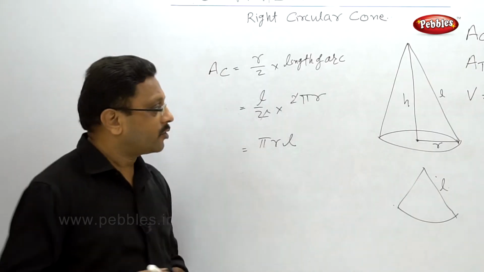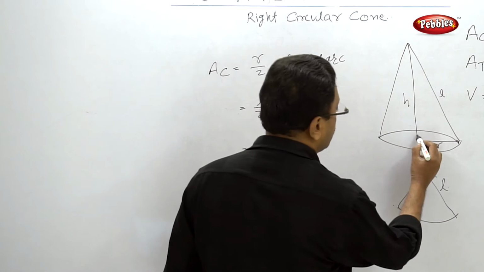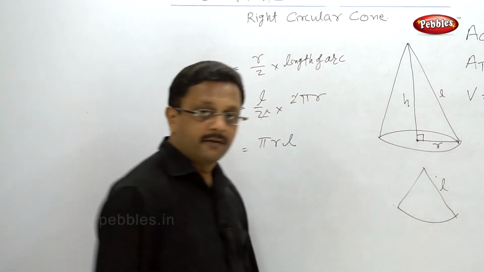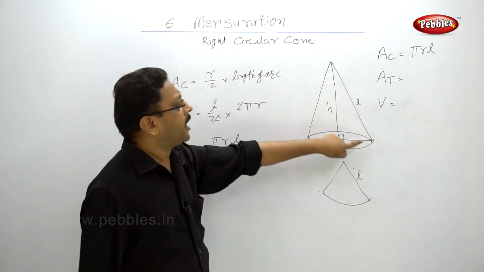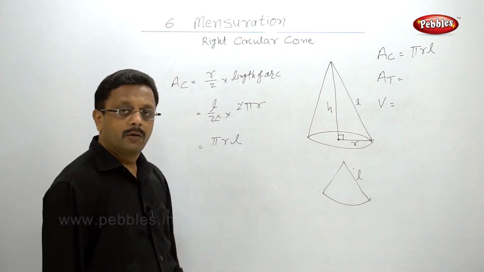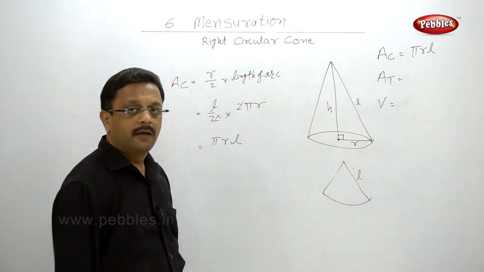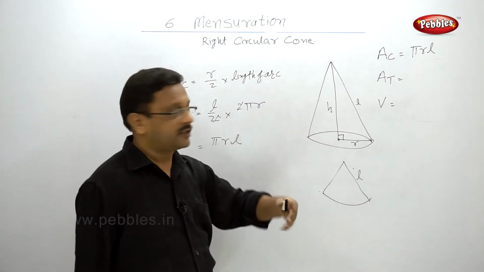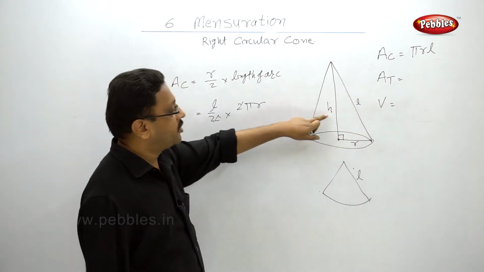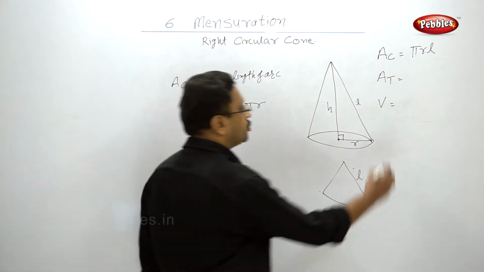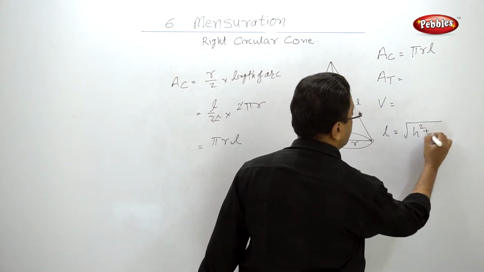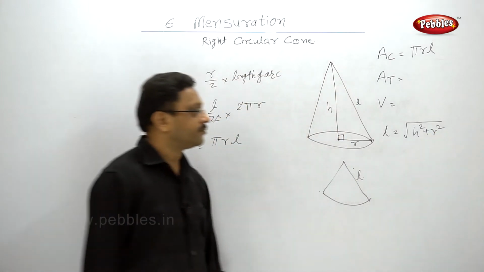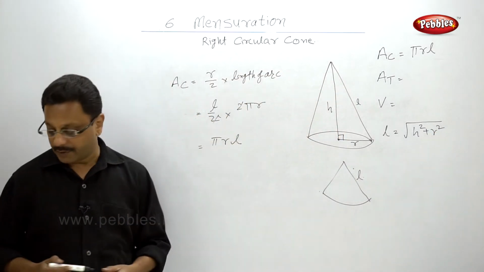Now one more thing, this is a right circular cone because this is a rectangle. Can you see this? This is a right angle, this is the hypotenuse. So how will you find out L? By Pythagoras theorem, L square is equal to h square plus r square. So L is equal to under root of h square plus r square. This is one of the formulas we get.